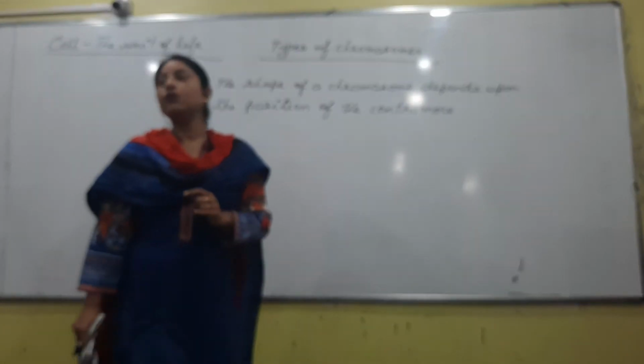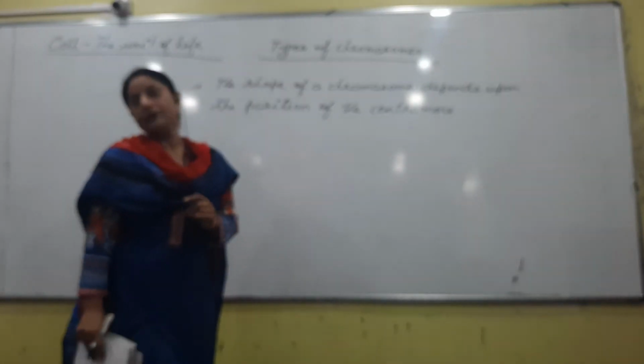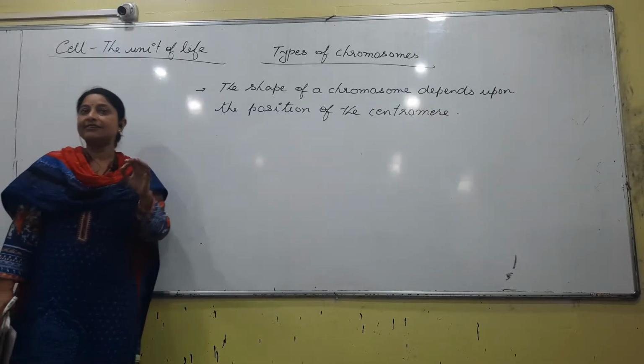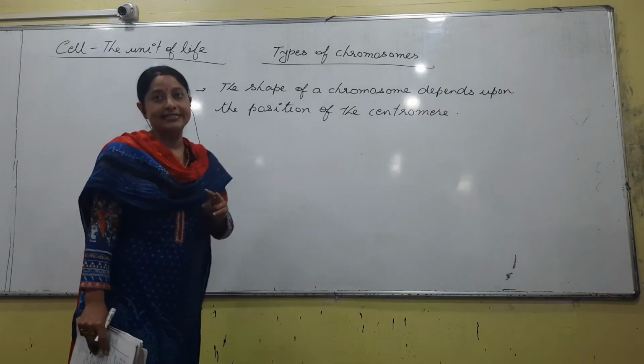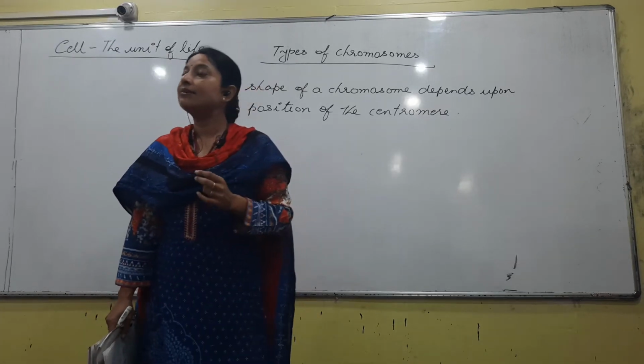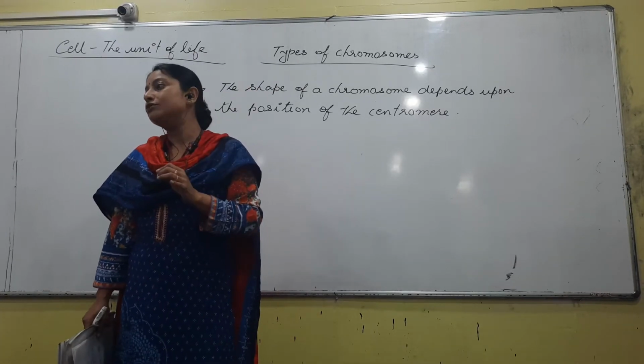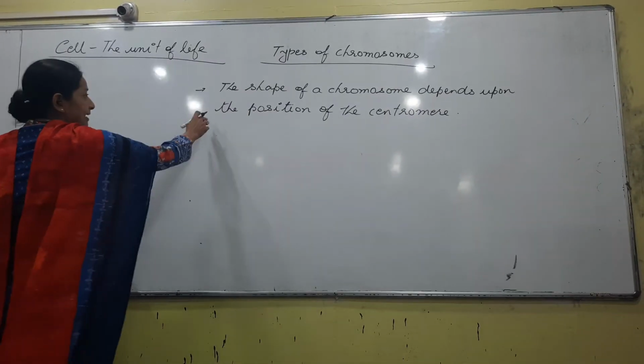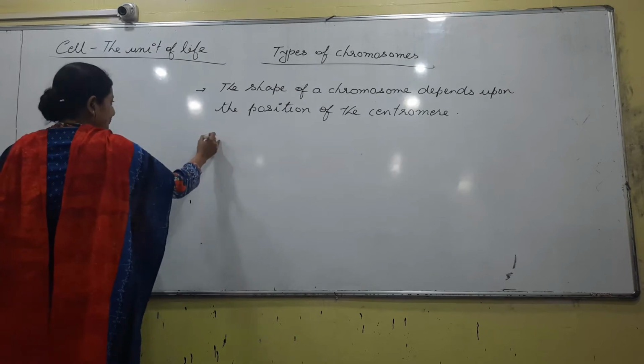Now, depending on where exactly you can find the centromere, not necessarily would the centromere always be in the center. If it is in the center, then both the arms will be equal in size, right? But it need not be in the center, sometimes it can be in a different position. So, depending on that position, we have different shapes, and accordingly you write it down.